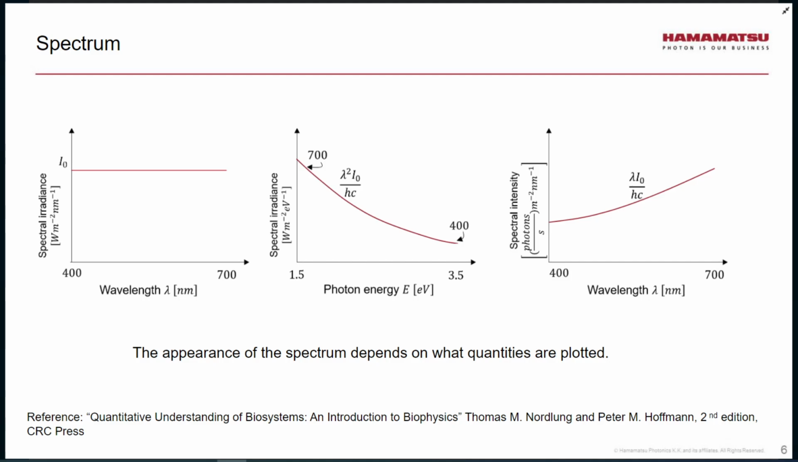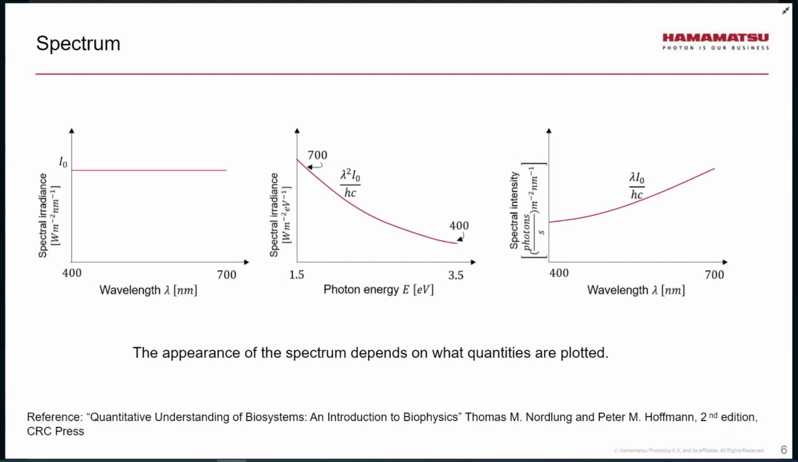However, please note that I can represent spectral irradiance in different units, like watts per meter squared per electron volt, and on the x-axis, instead of wavelength, I could have photon energy. And the resulting curve looks different. It no longer is a horizontal curve, but it corresponds to exactly the same source of light. It's exactly the same spectrum.